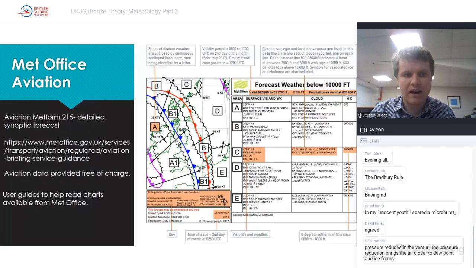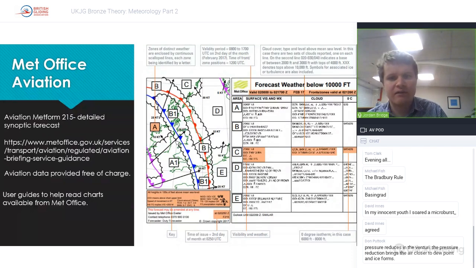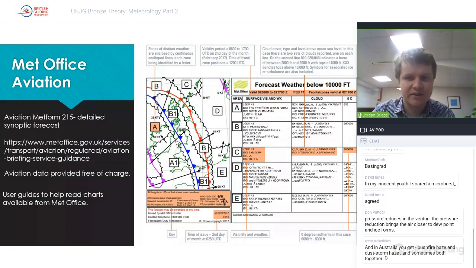Okay, getting through. Charts, the Met Office are really, really good. Well, they have to be. They produce charts such as this, the Met Form 215, which provides a forecast of in-flight weather conditions below 10,000 feet for about a 9-hour period, and it's updated about 6 to 8 hours before.